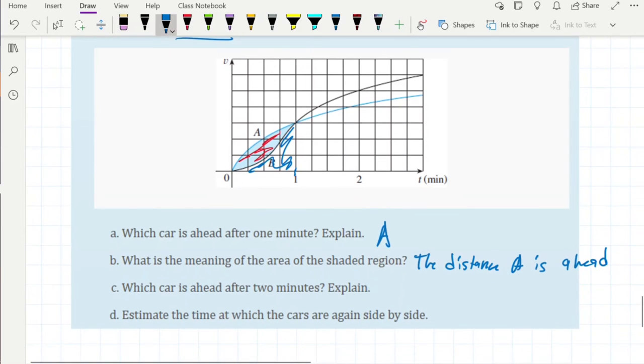Well, which car is ahead after 2 minutes? All right, so we're going to have to take a look at this area also and see if it is greater than or less than this area right here. Which, let's see, we can say that this plus maybe this is around 1. And then I guess this might be around 2 right here. Let me undo that.